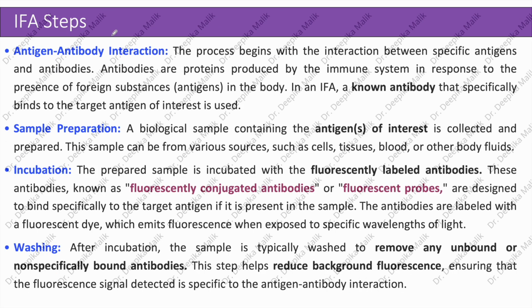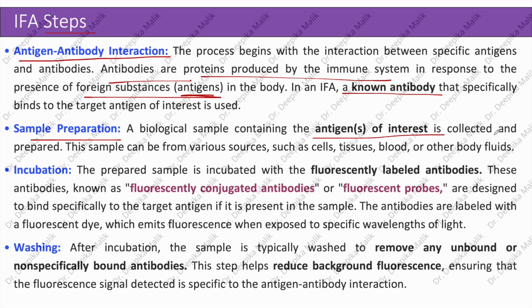Now let us discuss the steps for immunofluorescent assays. First is antigen-antibody interaction. The process begins with the interaction between specific antigens and antibodies. Antibodies are proteins produced by the immune system in response to the presence of foreign substances called antigens in the body. In an immunofluorescent assay, a known antibody that specifically binds to the target antigen of interest is used. Sample preparation. A biological sample containing the antigens of interest is collected and prepared. This sample can be from various sources such as cells, tissues, blood, or other body fluids.